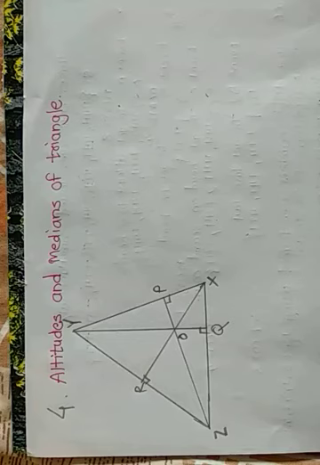Good morning students. Today we are going to start a new lesson, altitude and the medians of a triangle. In the previous standard we have learned that the bisectors of the angles of a triangle as well as the perpendicular bisectors of its sides are concurrent. These points of concurrence are respectively called the incenter and the circumcenter of a triangle.